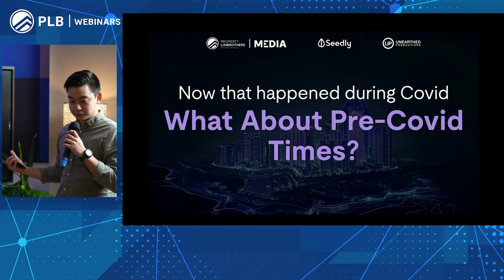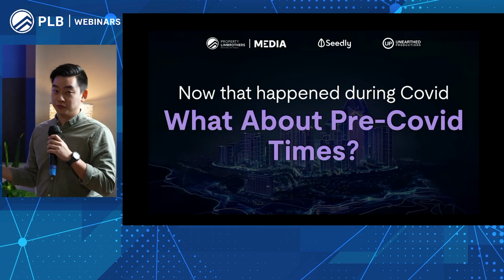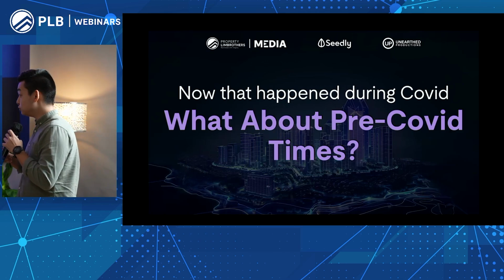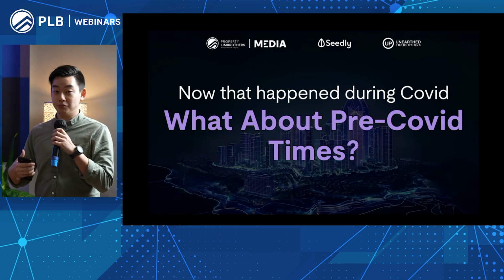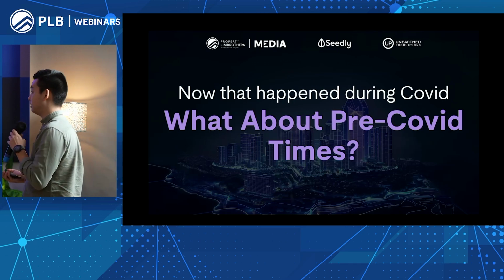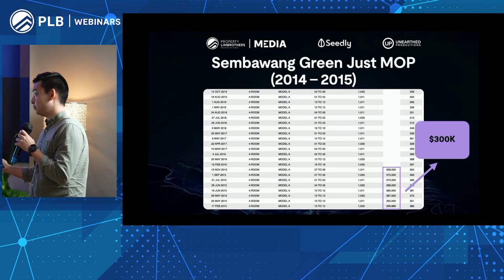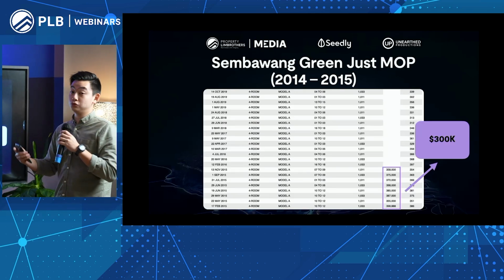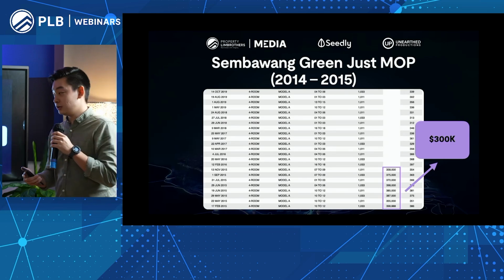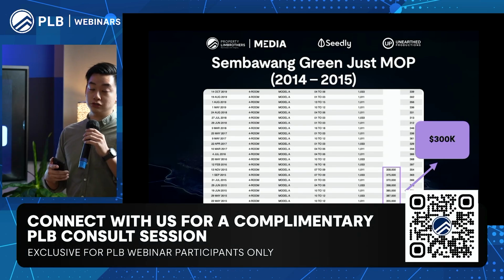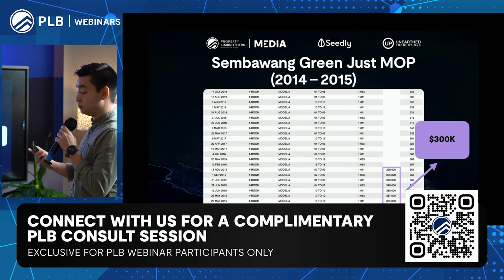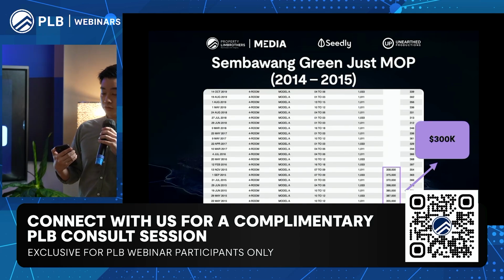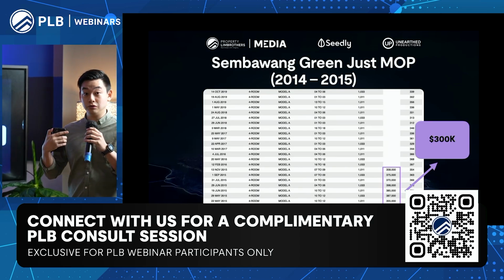And I know what you guys might be thinking, is that, hey, the example over there was made during COVID. Of course, COVID was a different scenario. We also want to explore what happens before COVID. How does the property market actually perform? So let us also have a look. We can see Sembawang Green HDB has just reached its MOP in 2014 to 2015. Now this is a very interesting time frame because back in 2013, TDSR was just implemented, which is the total debt servicing ratio. This, of course, limits the amount of loan that buyers can choose to invest in their next home.